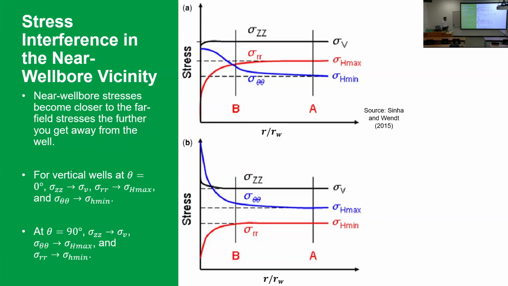And this is what modelers are doing. People who are using Flux 3D, if you are near the wellbore, you are using a radial system. And if you are far away from the wellbore, you are using a Cartesian system. And there is a way you can blend the two together.